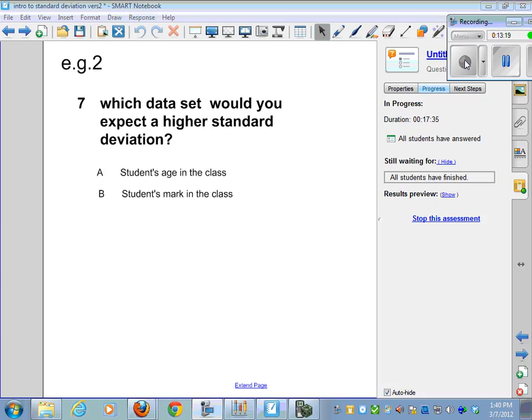Okay, so what did you guys say? Lacey, what did you say? Which one has a higher standard deviation? The student's mark? Yes, that is the correct answer.